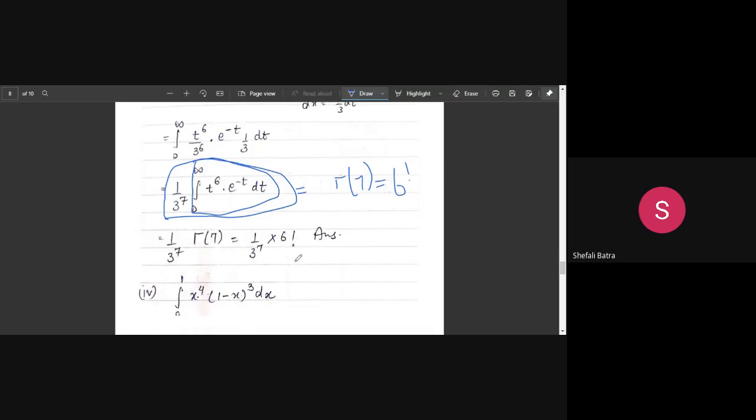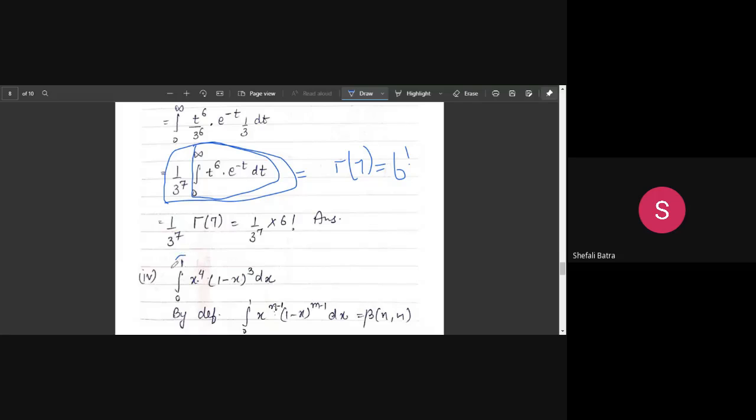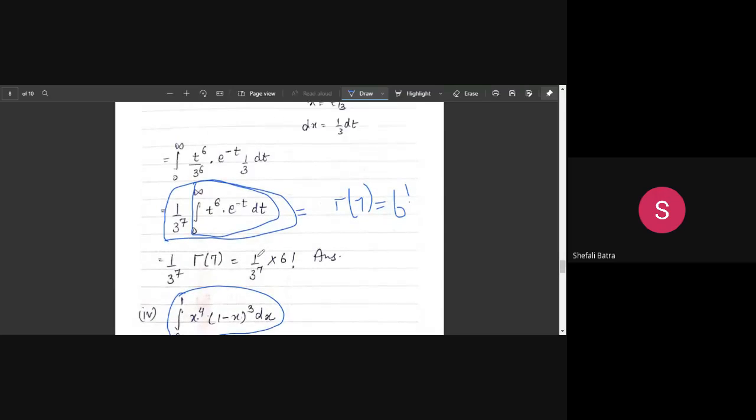Right? Now, next, evaluate this. Now you will be telling me the answer. Evaluate this. What function can you apply, beta or gamma?